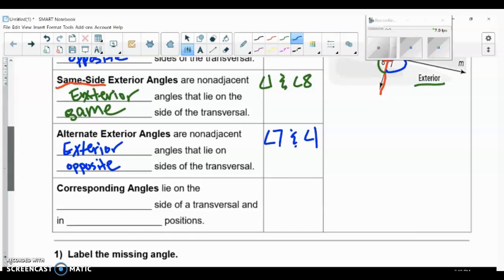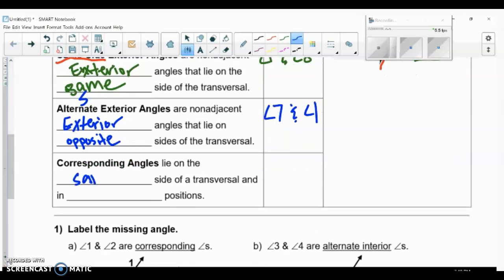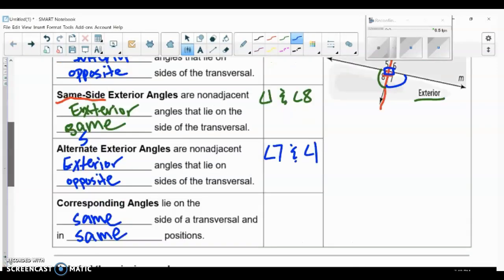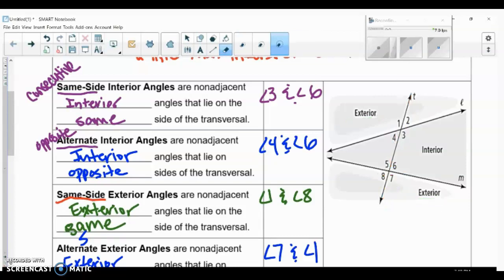So, corresponding angles, these are a little bit different. Corresponding angles are going to lie on the same side of the transversal, and they're in the same positions. So what does that mean? You'll notice that there's a top left angle for each one. So you'd say top left goes with top left, top right goes with top right, bottom right goes with bottom right, and bottom left goes with bottom left.